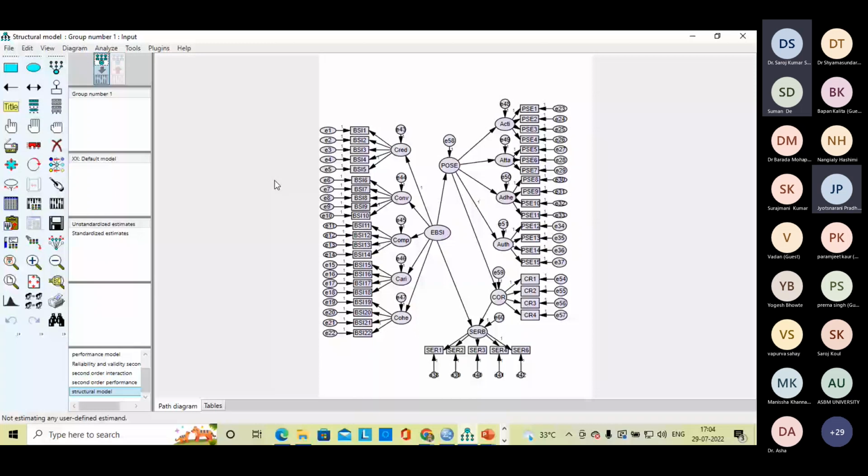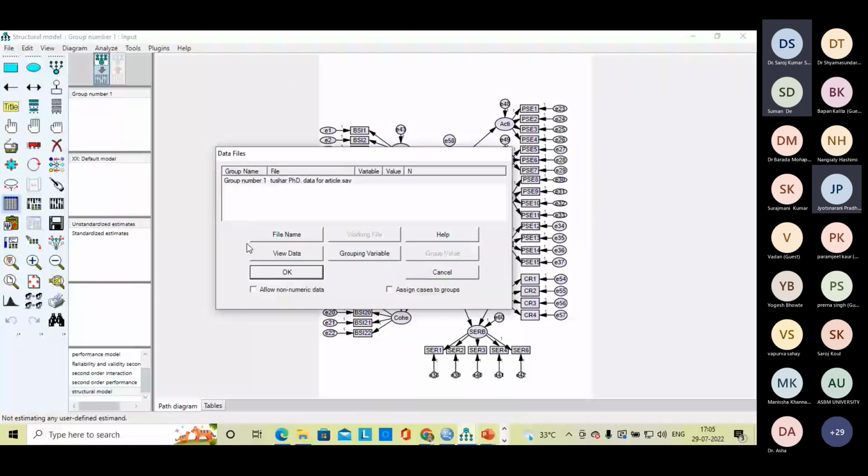So this entire model we can popularly call the structural model. I hope you are clear now. I hope all of you are clear till now. Any doubt? Yes, sir. Okay. Now let us test.